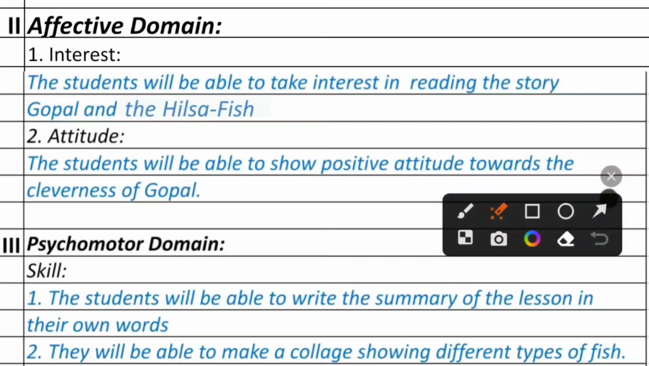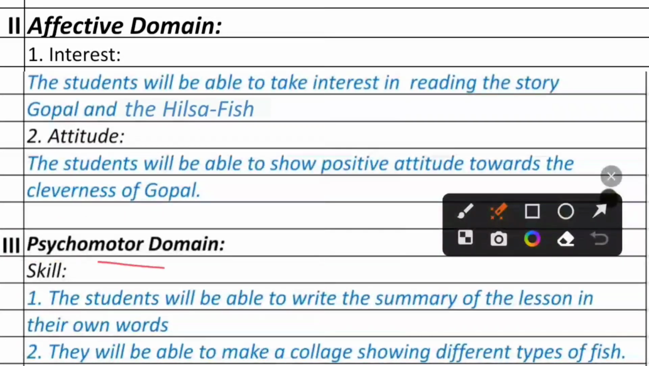Then we'll write the objectives for the affective domain. Here we'll write one objective related to interest and the other related to attitude. For interest, we can write the students will be able to take interest in reading the story Gopal and the Hilsa Fish. And the second objective related to attitude can be the students will be able to show positive attitude towards the cleverness of Gopal.